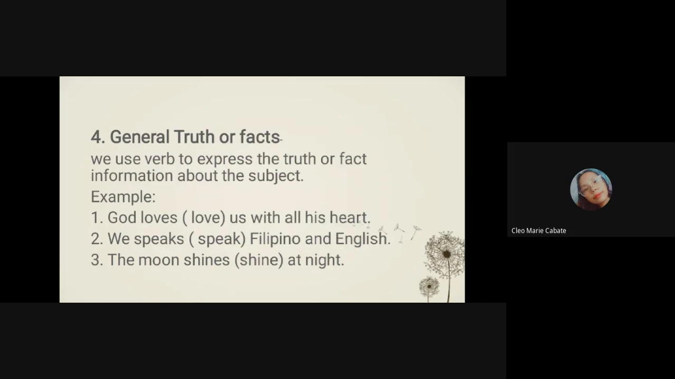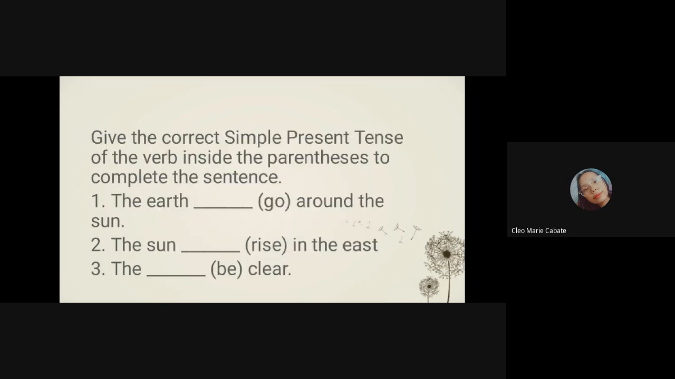Next, for the general truths or facts, we use the verb to express truth or factual information about the subject. For the examples: God loves us with all his heart. Our verb is love. We will add S to the verb. Number two, we speak Filipino and English. Number three, the moon shine at night. We will also add S to our verb. The moon shines at night. Okay. Try to answer this again using general truths or facts. Okay, thank you.